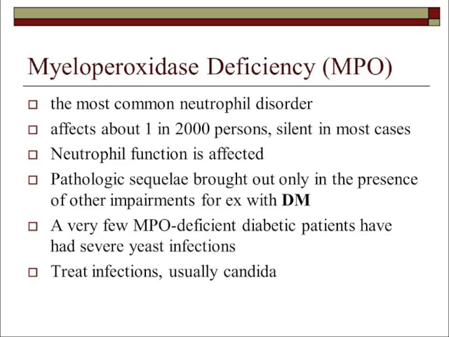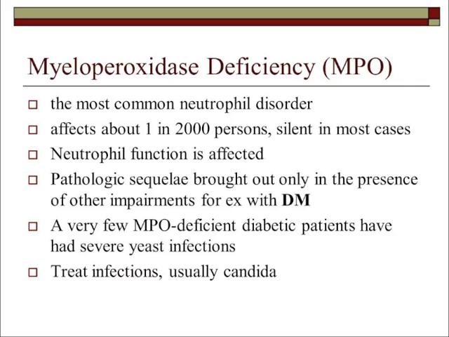So myeloperoxidase deficiency, I'm just going to mention one slide on this. It's fairly straightforward. This is the most common neutrophil disorder. It's 1 in 2,000 persons. It's usually silent, which is why I don't want to make too much of it, but it's something that is out there. It's on Mendel. It's on the board review, so we need to know it.